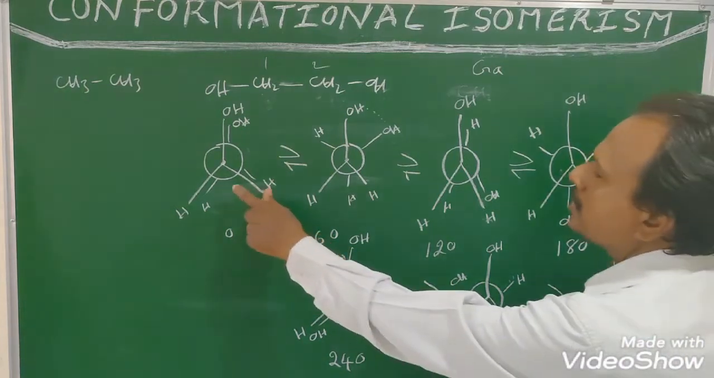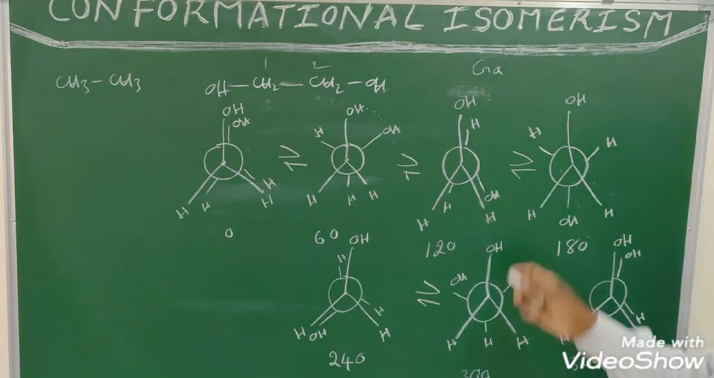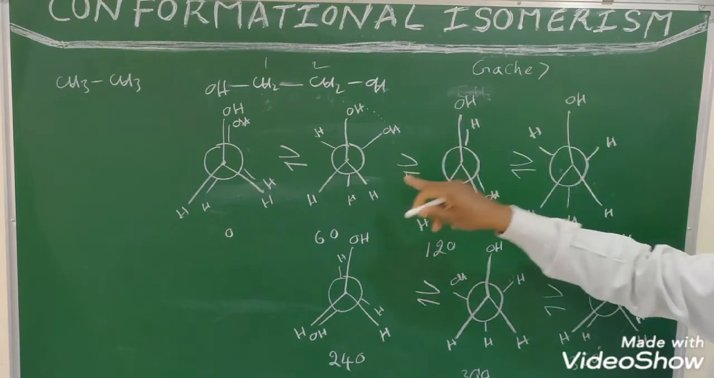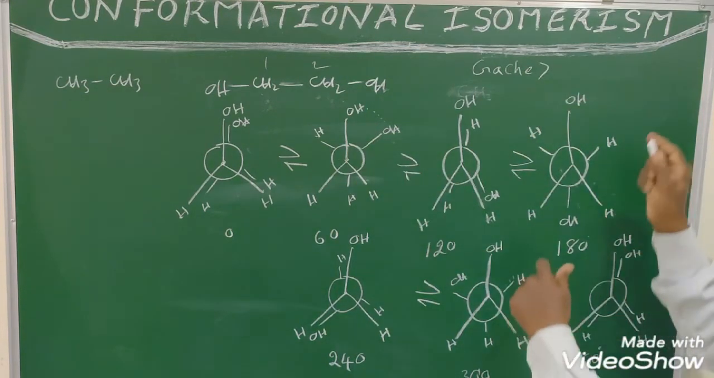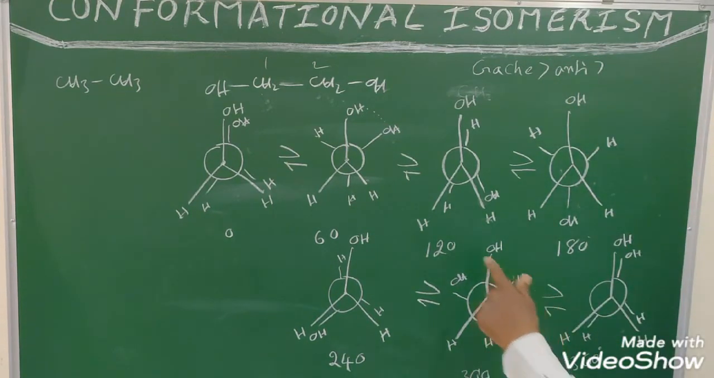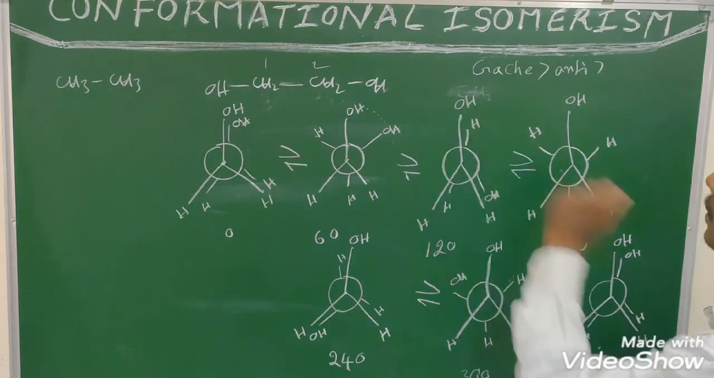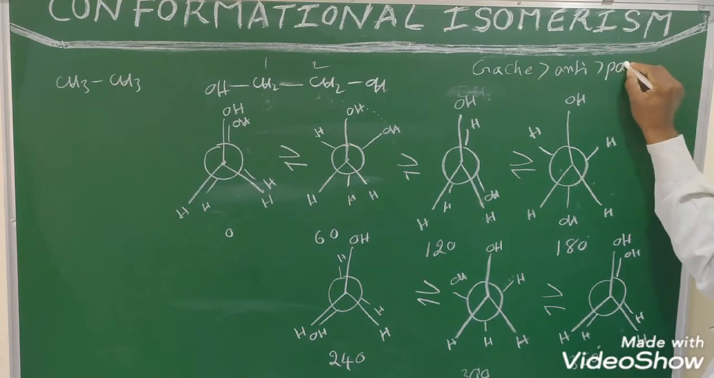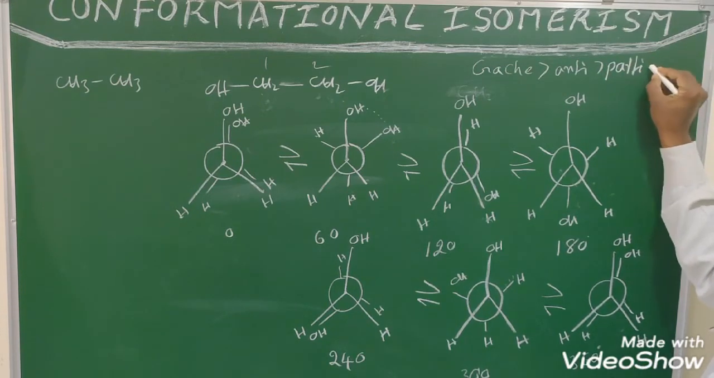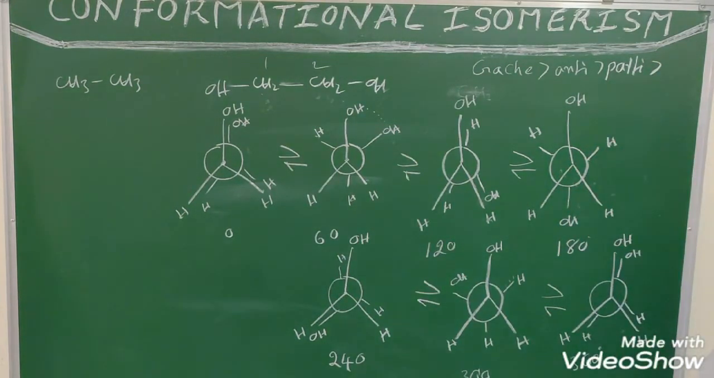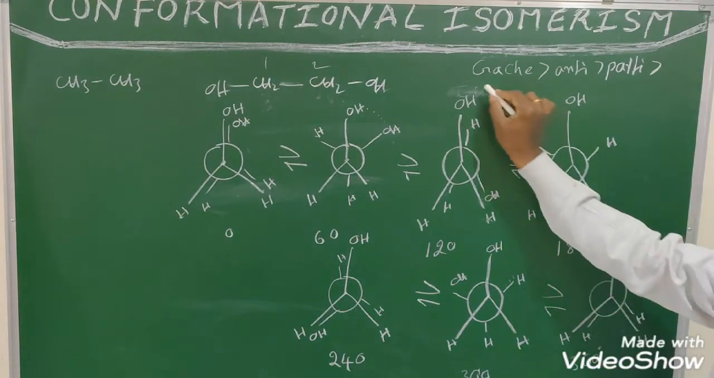So the stability order of these 4 conformations is: Gauche is the most stable due to intramolecular bonding. Next one, anti. Next one, partially eclipsed conformation. Next one is partially eclipsed conformation. Least stable is fully eclipsed conformation. That is the stability order.